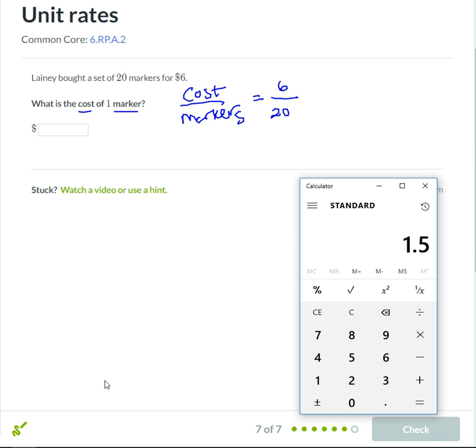So 6 divided by 20 is 0.3. And 0.3 is really just 30 cents because that's just a 3 in the tens place. So each marker would cost 30 cents.